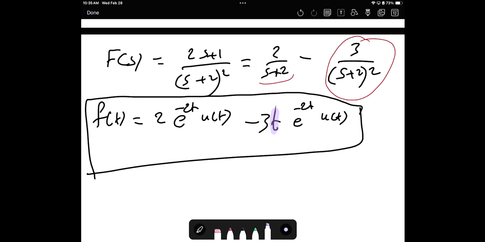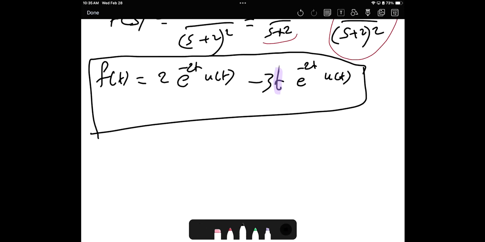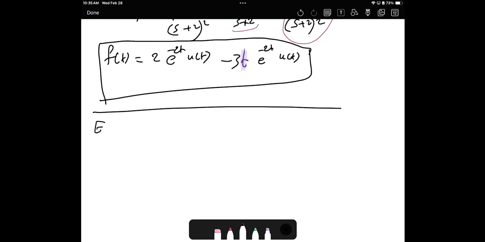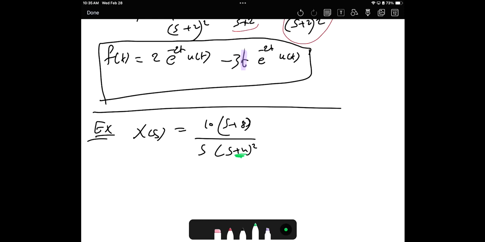Now let's do another example, which includes repeated and non-repeated roots: (10s plus 8) divided by s times (s plus 4) squared. So we realize here we have repeated roots at s plus 4, and we have a non-repeated root, which is s. How can I treat each one?